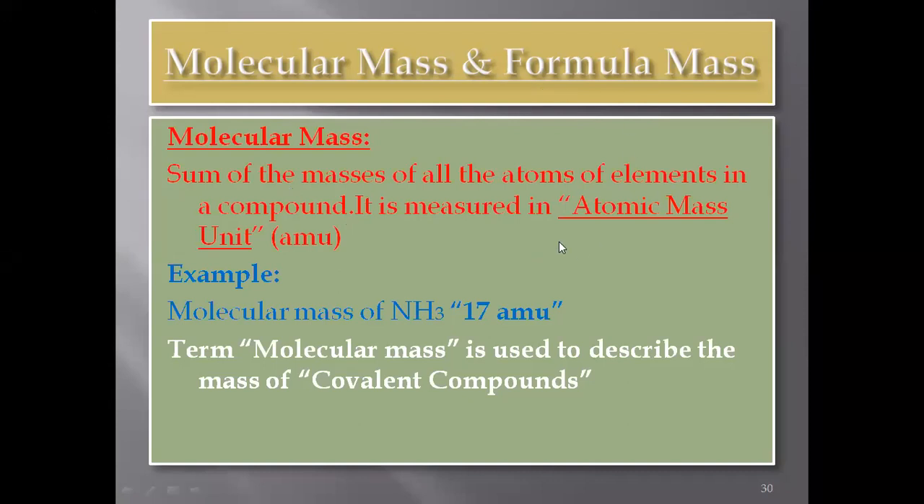It is measured in atomic mass unit. The unit that is used to measure molecular mass is the atomic mass unit, and shortly it is represented by AMU. For example, the molecular mass of the compound ammonia is 17 AMU. How this ammonia has molecular mass 17 AMU, we will calculate in our next slide. The term molecular mass is used to describe the mass of a covalent compound. Now, keep in mind, the word molecular mass is particularly used to describe the mass of a covalent compound.